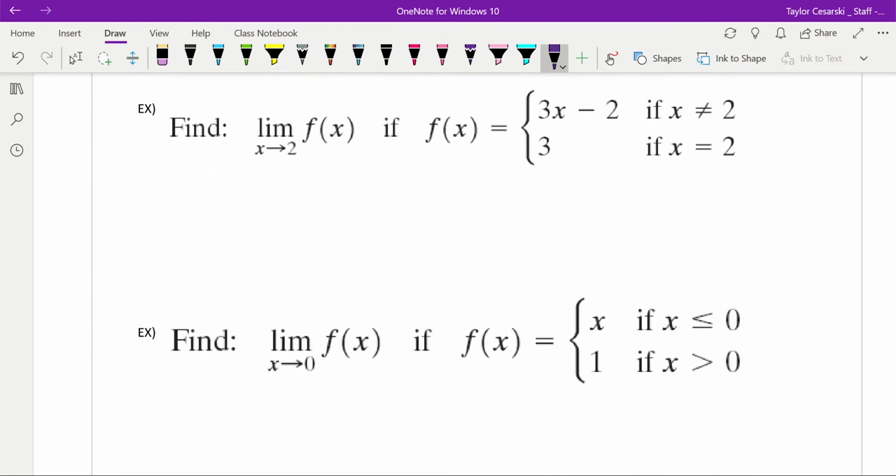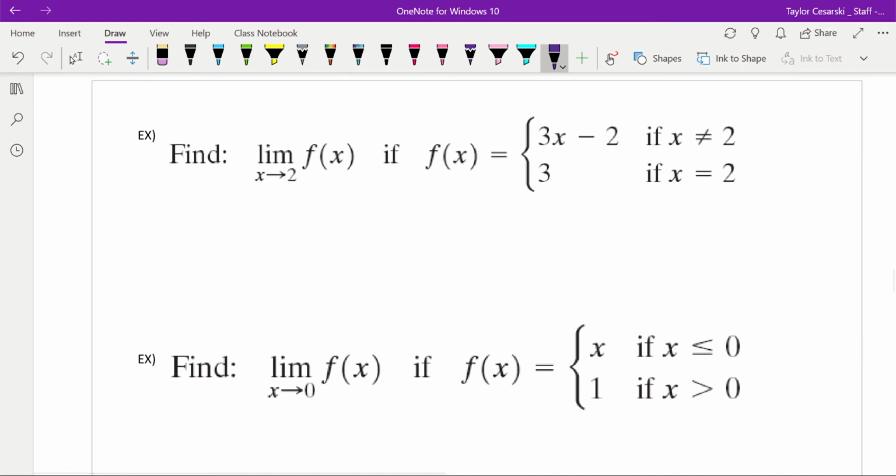Alright, so now we're going to look at some piecewise functions. Again, piecewise is just broken up into a couple different pieces, so I'm actually going to sketch these real quick by hand. So as x approaches 2, 3x minus 2, 1, 2, 3 over 1. So when x is not equal to 2, and then when x equals 2, it equals 3. So 1, 2, and 3.